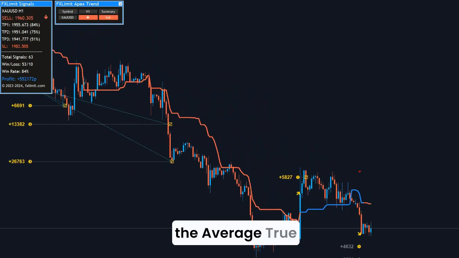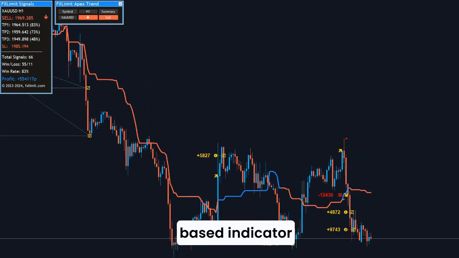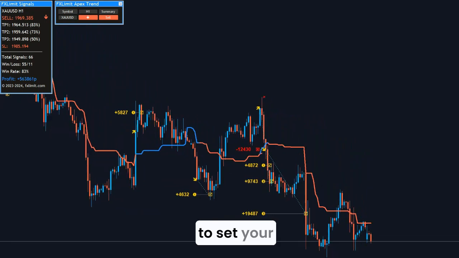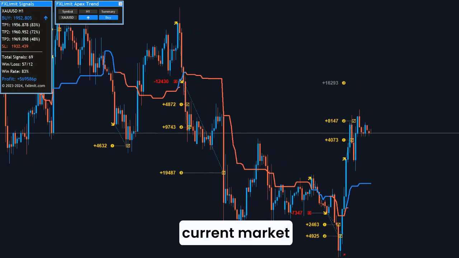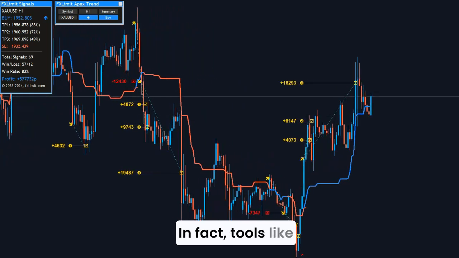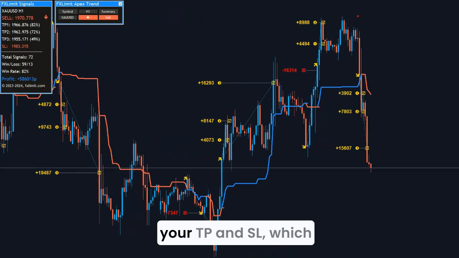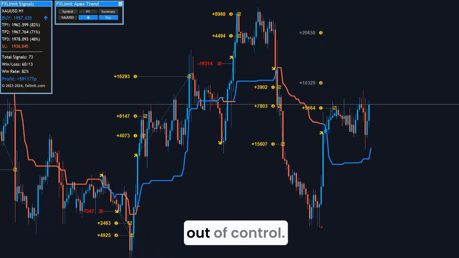Another gem is the average true range, or ATR. This is a volatility-based indicator that shows you how much a pair typically moves. You can use it to set your stop loss and take profit levels so they actually reflect current market conditions. In fact, tools like the Apex trend indicator use ATR to dynamically adjust your TP and SL, which is a massive help when volatility gets out of control.